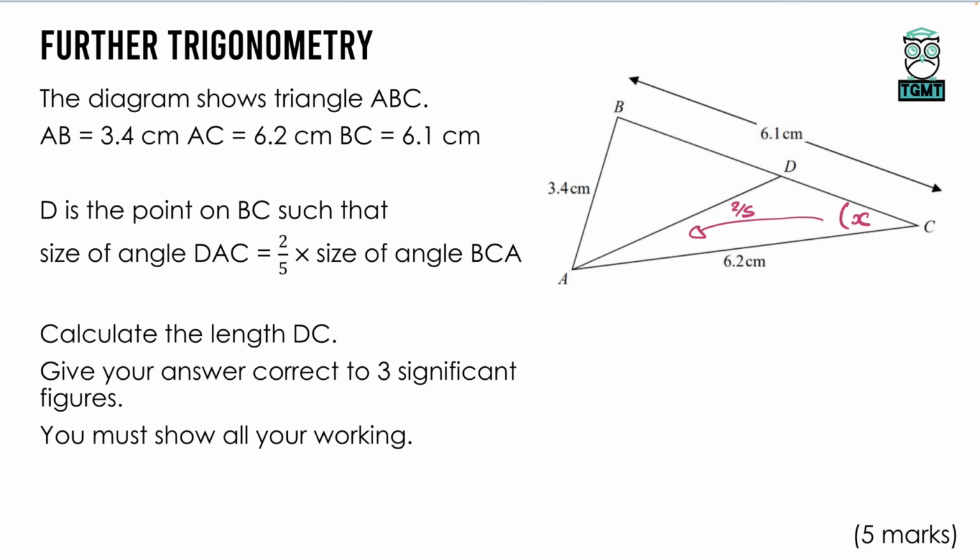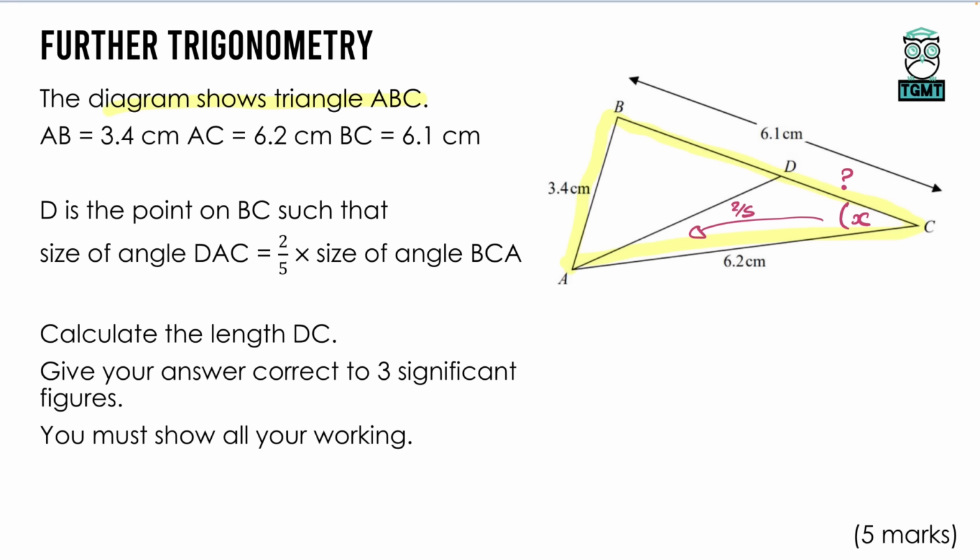It says calculate the length of D to C, which is this length here, and give your answer correct to 3 significant figures, and you must show all your working. Now this is a relatively complex question, because it kind of looks like this is just two shapes put together. But actually, it creates this triangle ABC, and it tells us that in the first line. The diagram shows triangle ABC. And ABC is the full triangle here.